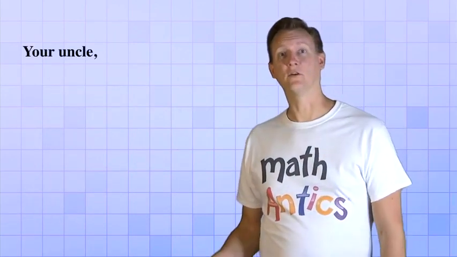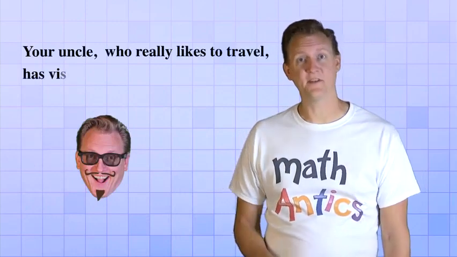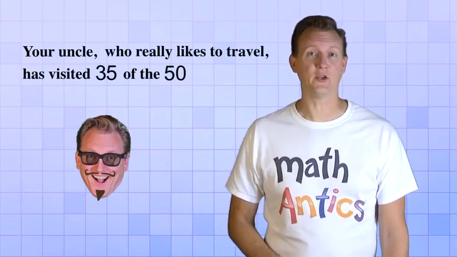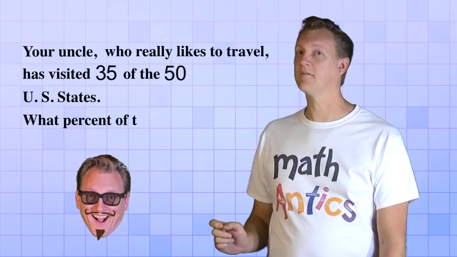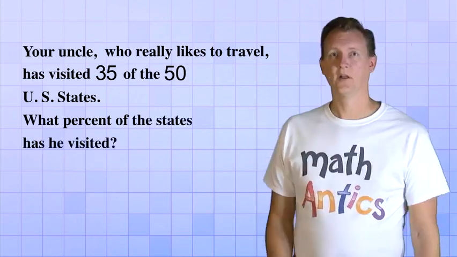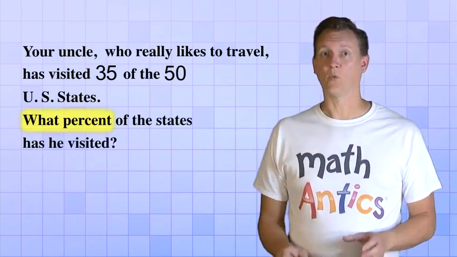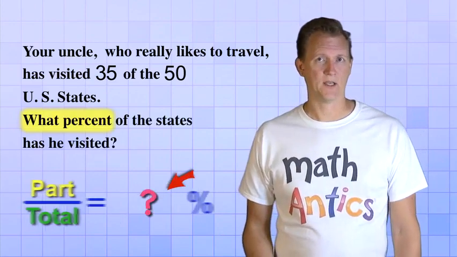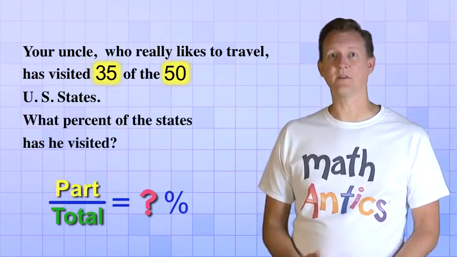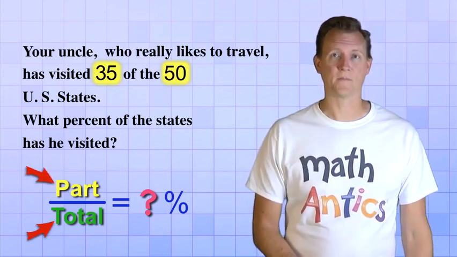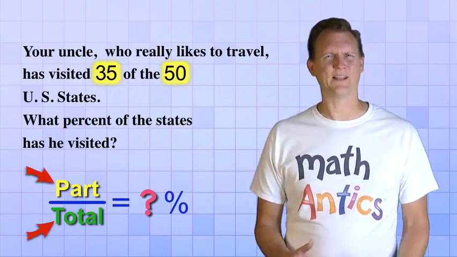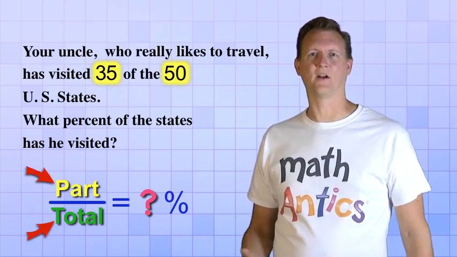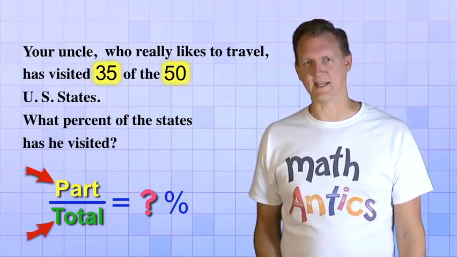This example is a word problem, and it says, your uncle, who really likes to travel, has visited 35 of the 50 US states. What percent of the states has he visited? The key words in this problem are what percent, because they let us know that it's the percent that's missing. So the two numbers that it gives us must be the total and the part we have. Well, in this case, it's not really the part we have, it's the part that our uncle has visited, but you get the idea.